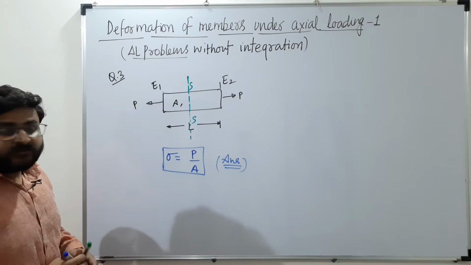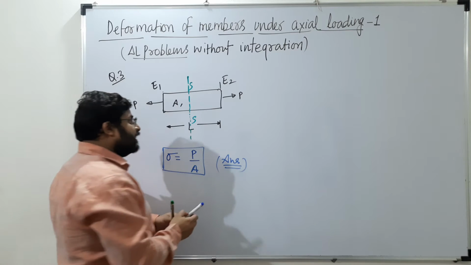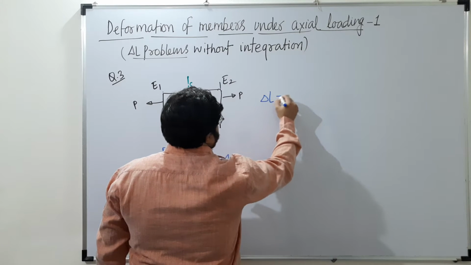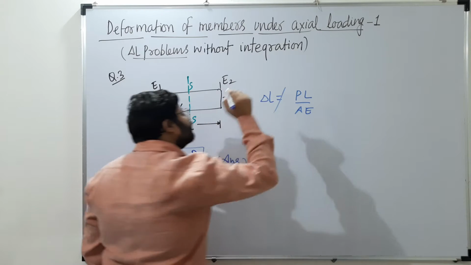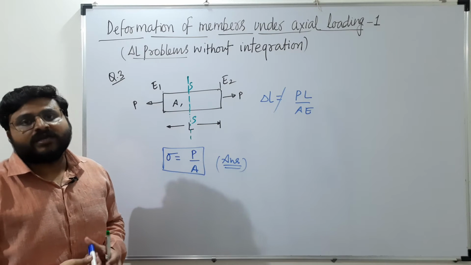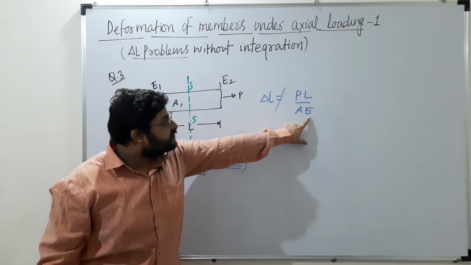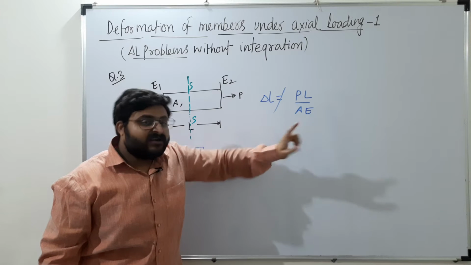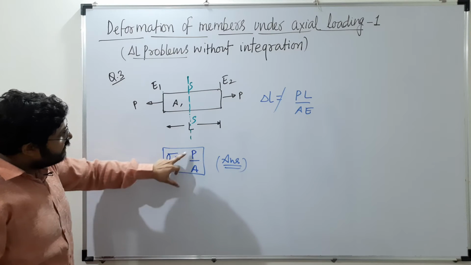Do not get confused, sir, this E is varying. If they would have asked delta L, now we cannot use PL upon AE. Why? Because E is not constant. Now E is variable, so we need to go by the integration approach. But if they are asking for sigma, it is directly P by A.